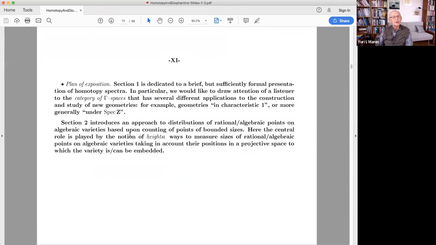Section two finally introduces our main number theoretic object, a distribution of rational or algebraic points on algebraic varieties based upon counting of points of bounded sizes. So for example, if we take the list of solutions of a squared plus b squared equals c squared from the Babylonian clay tablet, it is, of course, a finite list, and how did they choose it?